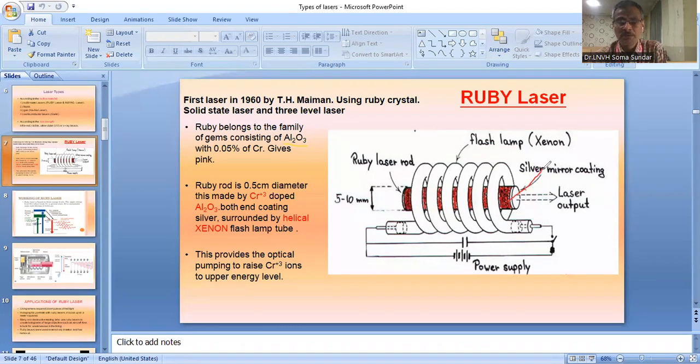The pumping mechanism is done by using a helical xenon flash lamp, which is used to pump the chromium atoms from the ground state to the excited state. The helical xenon flash lamp emits a strong pulse of light with a wavelength of 5600 angstroms.